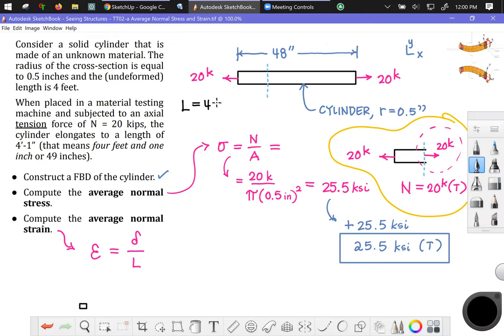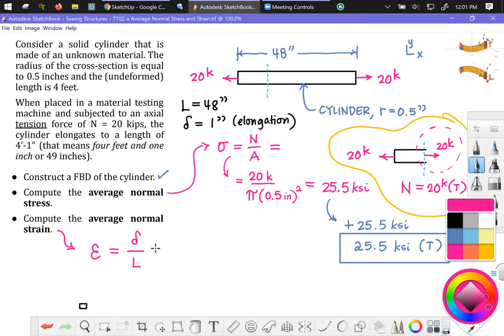And you'll recall that we had already tabulated that before I erased my 3D drawing. The undeformed length was 48 inches. The deformation was 1 inch. And since that is an elongation, that would be a positive 1 inch. If we were inducing compression in our sample rather than tension, you would just change that to a minus sign.